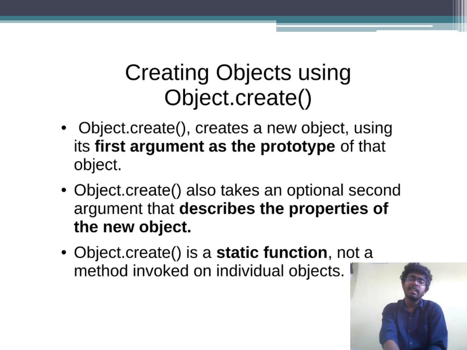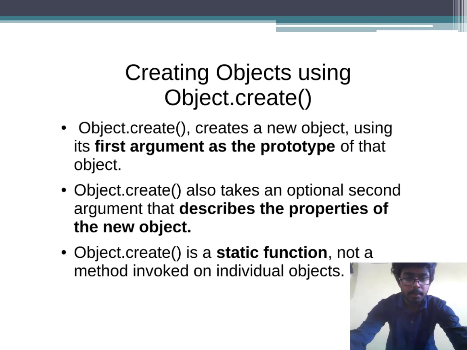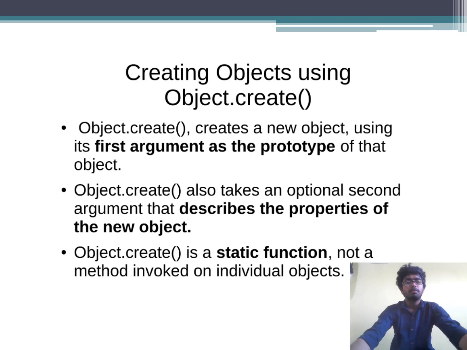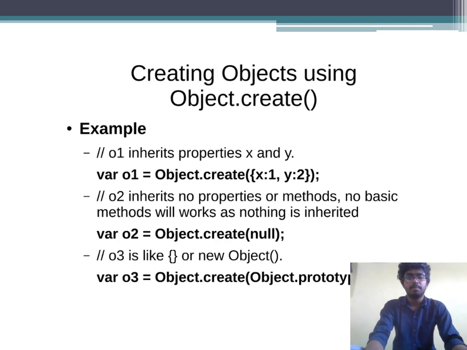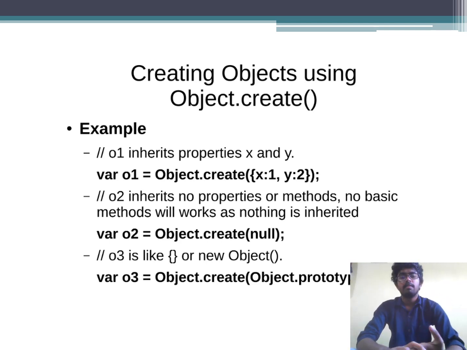Creating objects using Object.create. Object.create creates a new object using its first argument as the prototype of that object. Object.create also takes an optional second argument that describes the properties of the new object. Object.create is a static function, not a method invoked on individual objects. These are the examples for creating an object using Object.create.